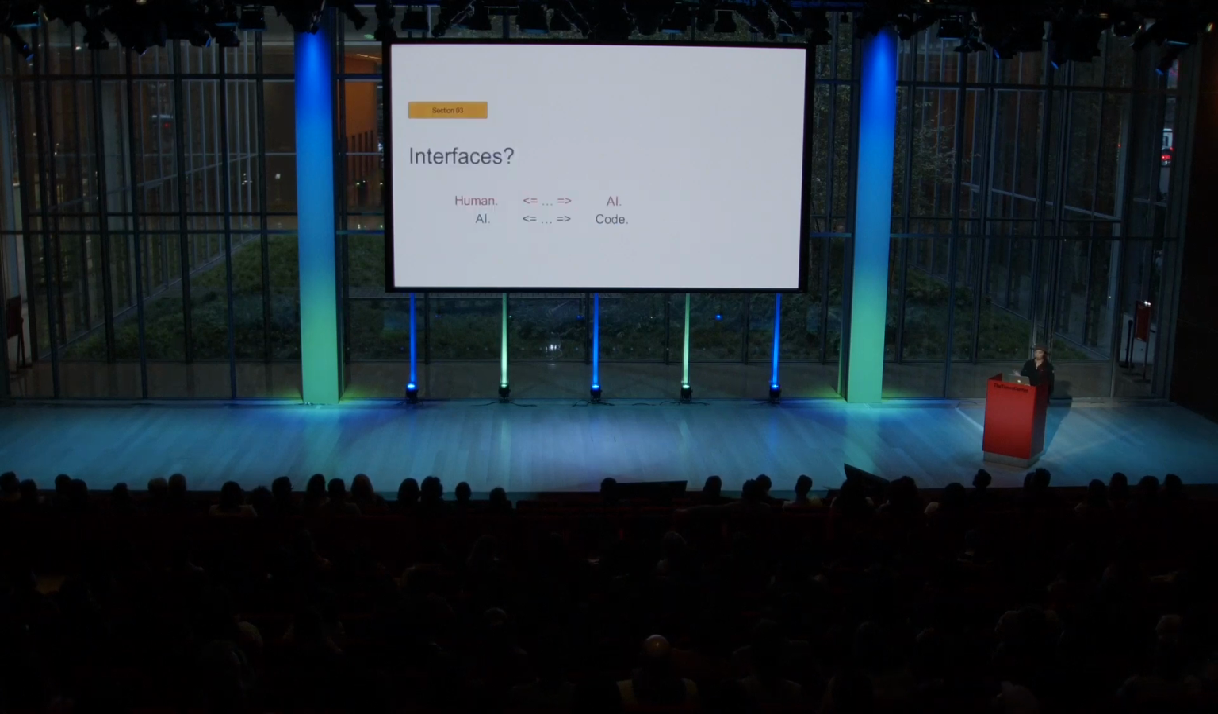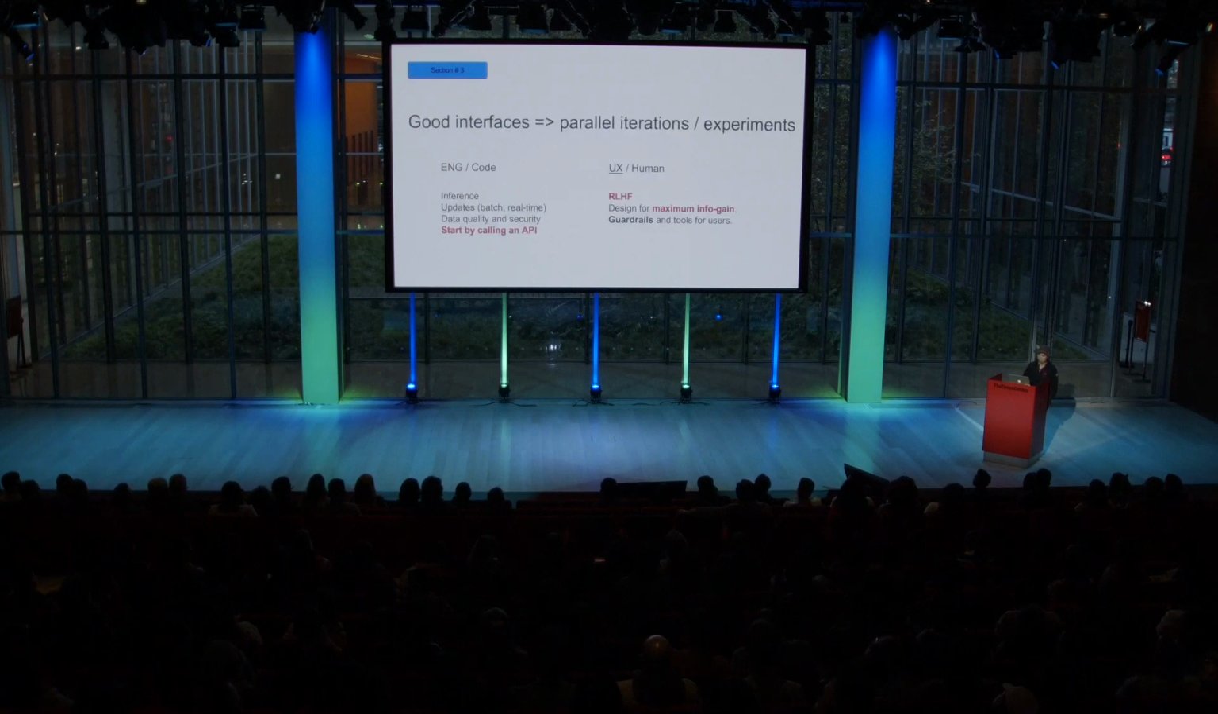And here we have two that we need to consider. One, the most important, is the human and AI interface. And the next is the interface between AI and the code, usually the backend, right? Why do we care about interfaces here? Good interfaces allow parallel iteration experiments.